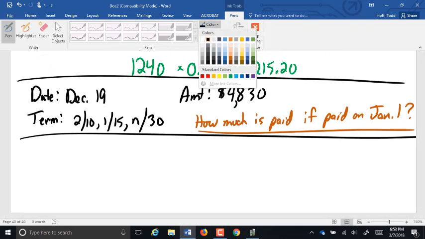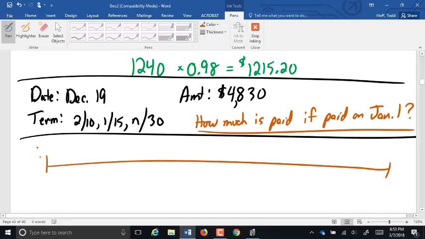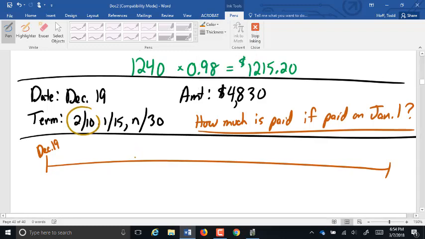Okay, so we have a timeline here that starts on December 19th. The 2% discount goes 10 days. That's going to end on December 29th. The 1% discount goes 15 days, so it goes 5 days past that, or 15 days from December 29th. How do we deal with that?